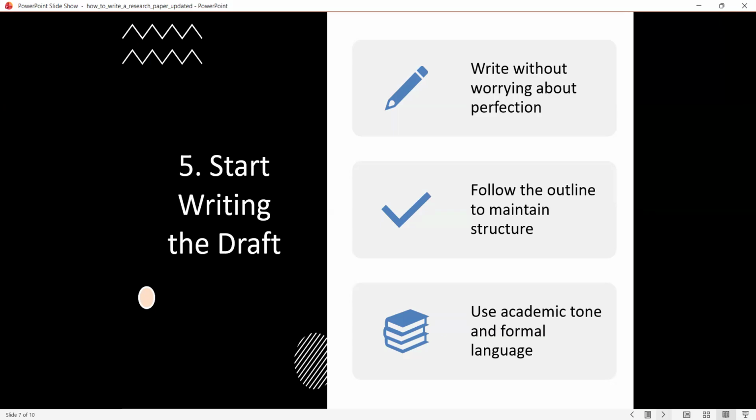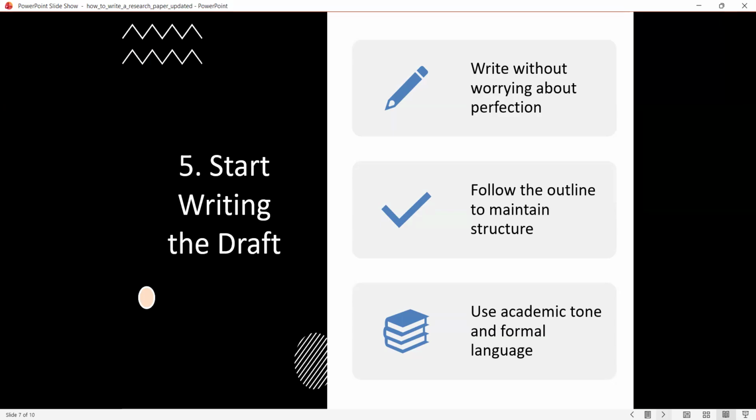So, writing without worrying about perfection. This is very important. When you find any topic, you search some literature and find some gap, then start writing. Which one you start first depends on you.